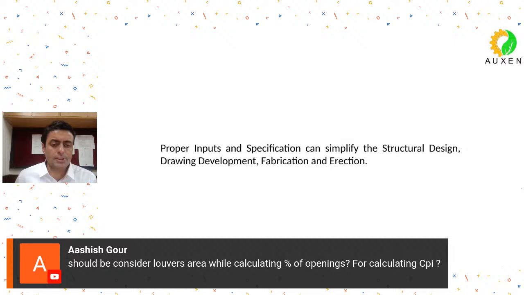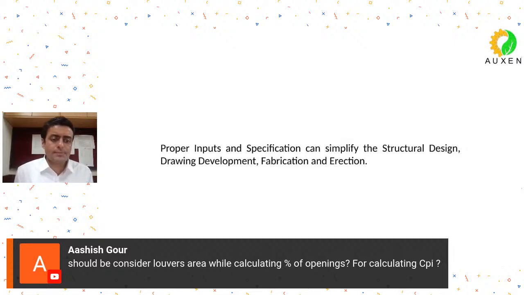Ashish ji is saying lower areas should be considered while calculating percentage of openings for calculating CPI. Very good. So CPI, in our wind calculations, the internal pressures are calculated on the basis of openings, walls and doors. What are louvers? For those who do not know, louvers are adjustable openings which you can open and close, just like you have in toilets. If you go to your toilet, you will see the glass louvers that we provide. Similar louver arrangements are provided in the industrial shed also.